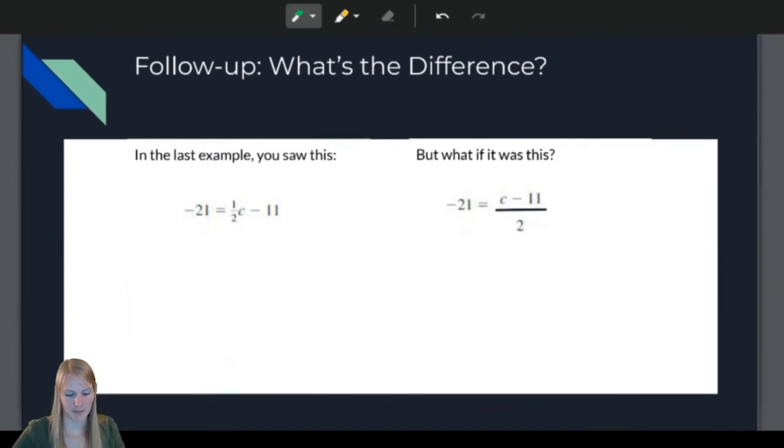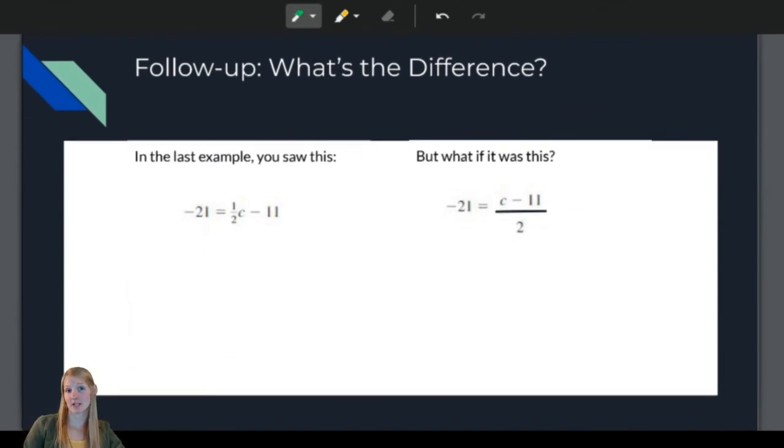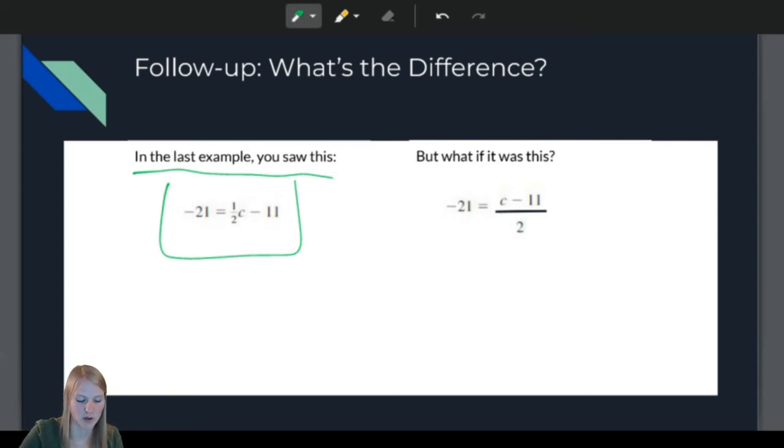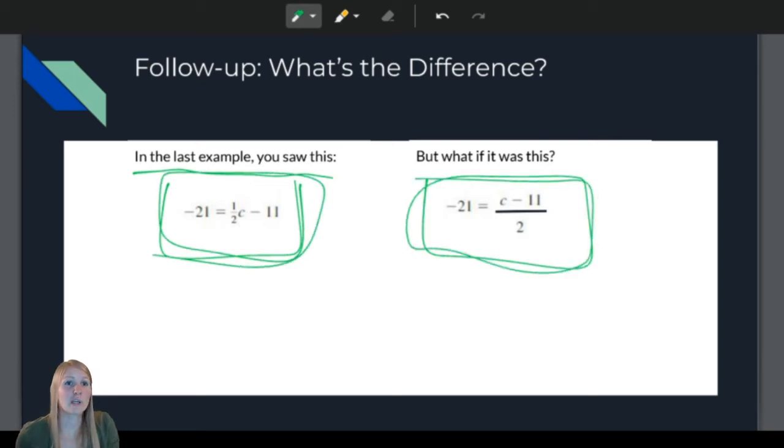All right, follow up. What is the difference? This confused me so much when I first started doing math, so I wanted to clear up the confusion. In the last example, you saw this equation where we had negative 21 equals 1/2 times c minus 11. But what happens if that 1/2 is underneath the entire thing? What happens if this equation is actually this equation? Can we do it in the same way? Can I just add 11 to both sides? What do you think?